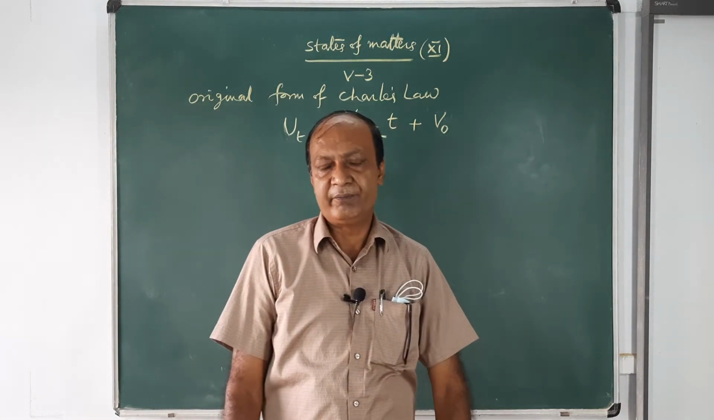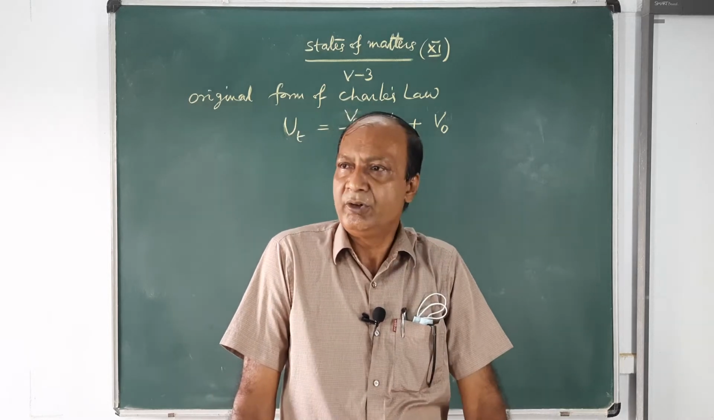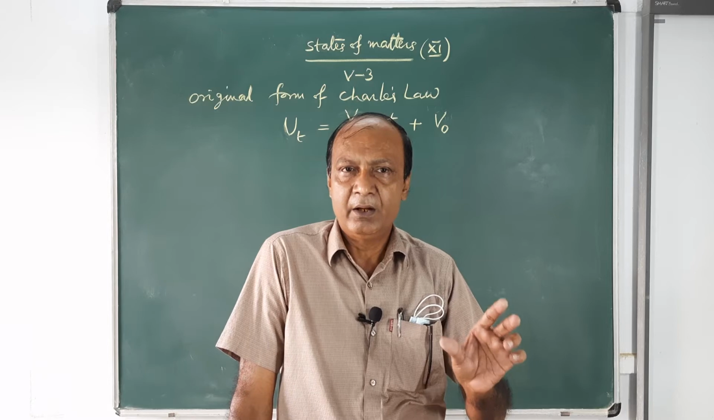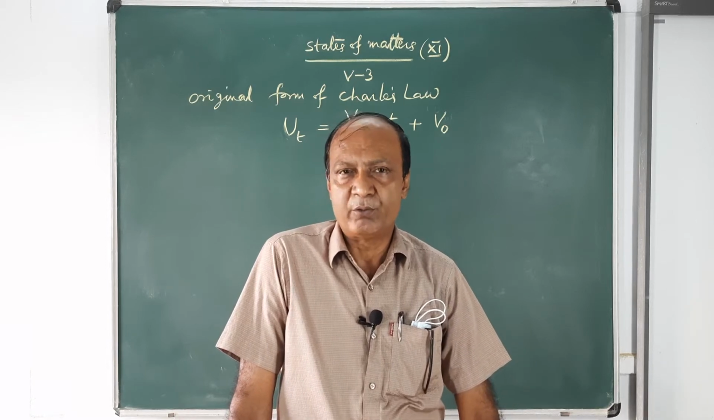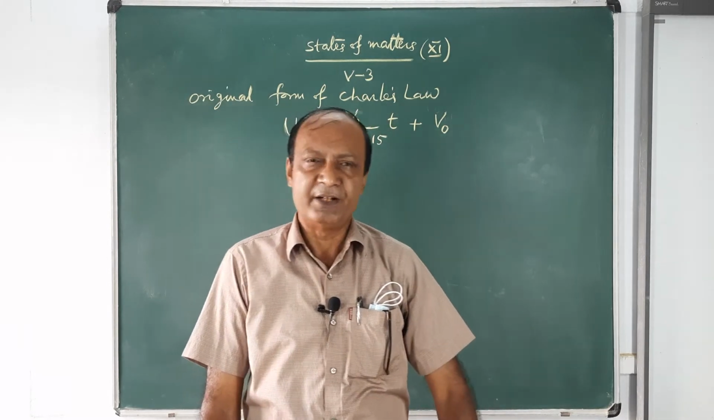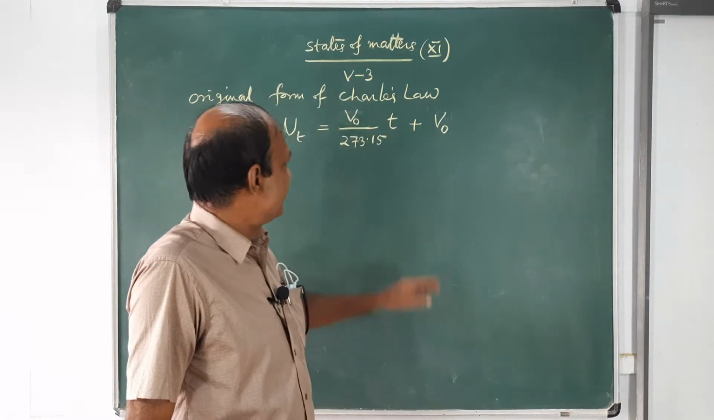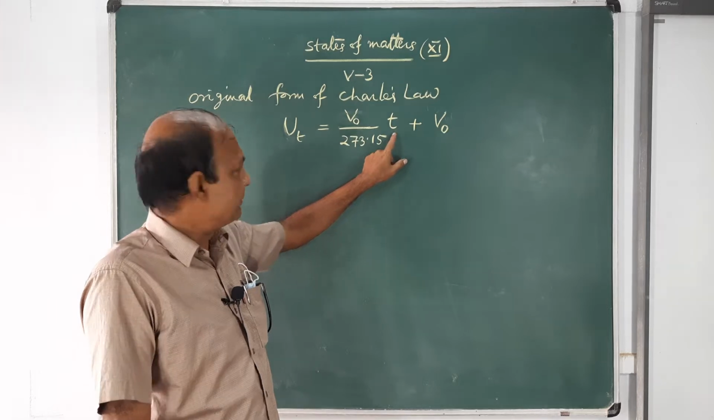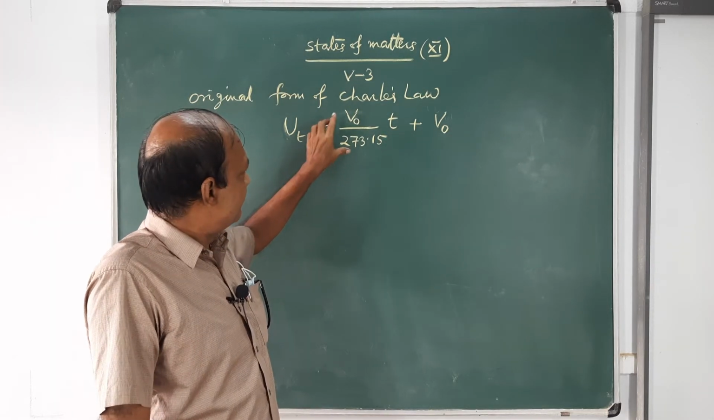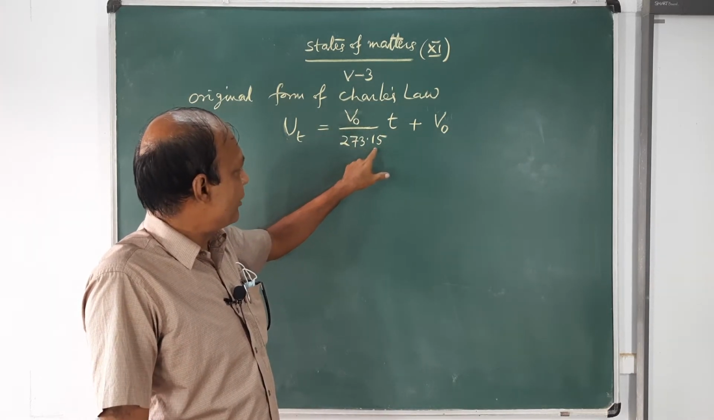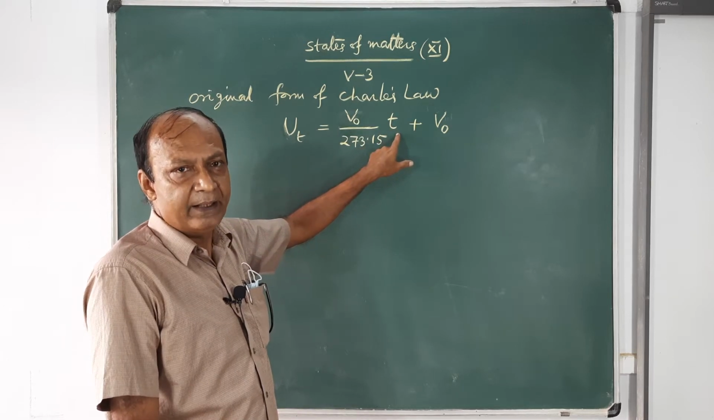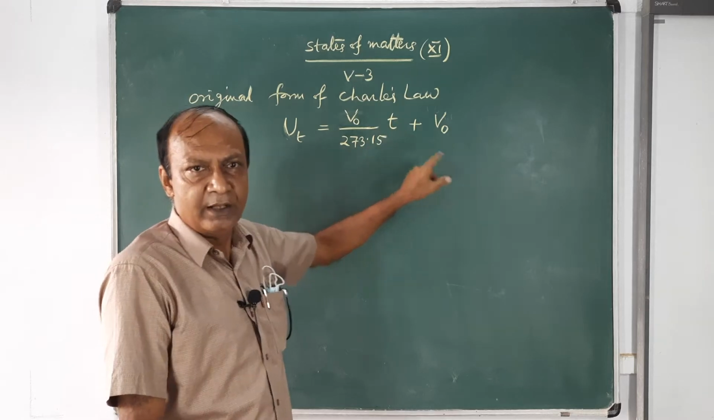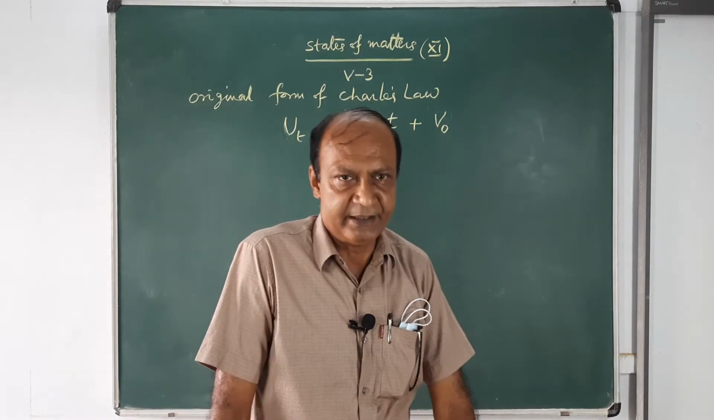According to Charles' law, if you increase the temperature by 1 degree centigrade, the volume will increase by 1 by 273.15 times of its volume at 0 degree centigrade. So, if you increase the temperature by T degree centigrade and you want to measure the volume of the gas at T degree centigrade, then it is T by 273.15 times of V0, this much volume will increase.